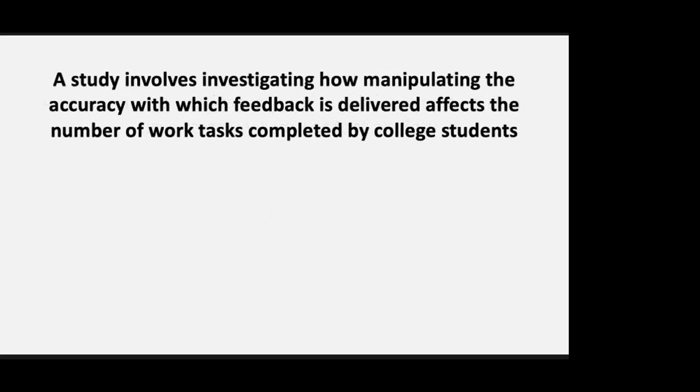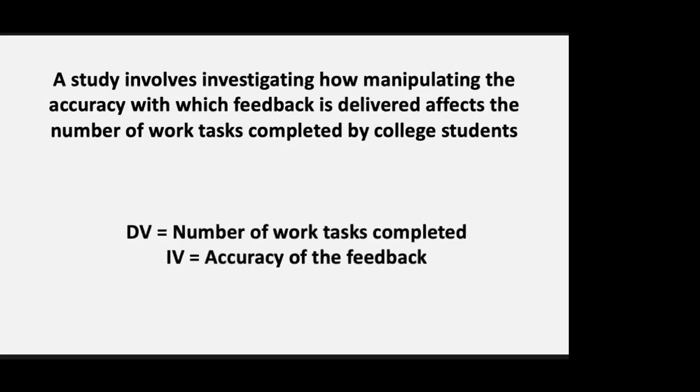Here's another example. Could be investigating how manipulating the accuracy of feedback affects how people complete work tasks. Meaning, when you're teaching someone to do a task and you give them feedback, so you tell them you did this correctly, or you did this incorrectly, right? What if we gave them the wrong feedback? What if we gave them feedback that's 100% accurate, right? So every time they were right, we told them they were right.